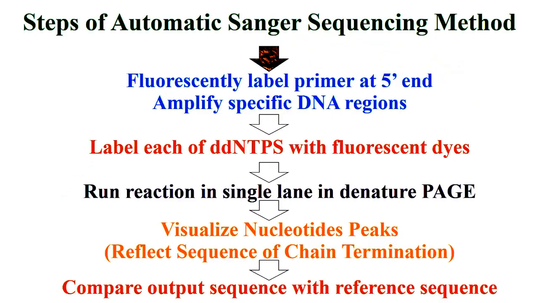On the other hand, in the automatic Sanger sequencing method, fluorescently label the primer at 5' end to amplify specific DNA regions, and label each of the ddOxy nucleotides with fluorescent dyes, and run the reaction in a single lane in denaturing polyacrylamide gel electrophoresis, to visualize nucleotide peaks that reflect the sequence of chain termination, to compare the output sequence with the reference sequence, as mentioned in the next slide.